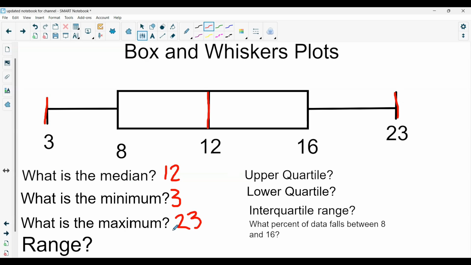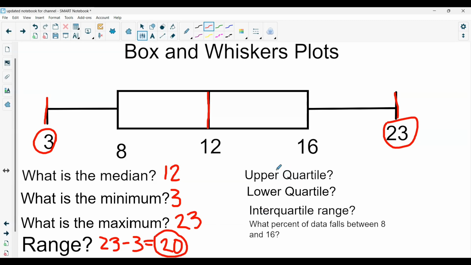Now, on the first slide of notes you took, the definition for the word range is there. What is the range? The range is your biggest number minus your smallest number. Your maximum, which is right here, minus your minimum, which is right here. So we have to do 23 and we subtract 3 from it. What does that give us? 23 minus 3 is 20. So our range here is going to be 20. All right, that's our final answer for our range.